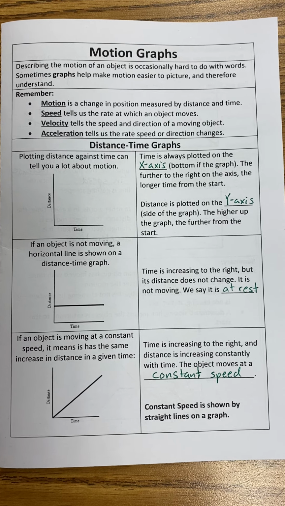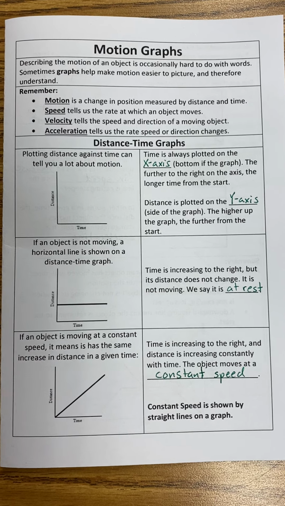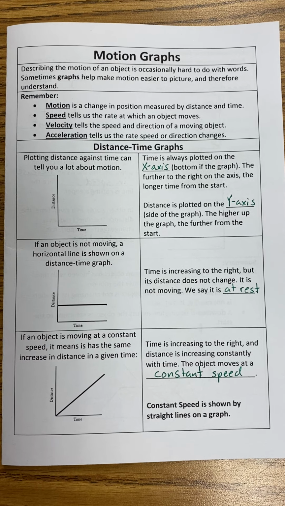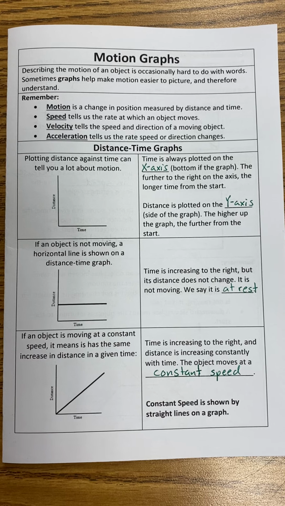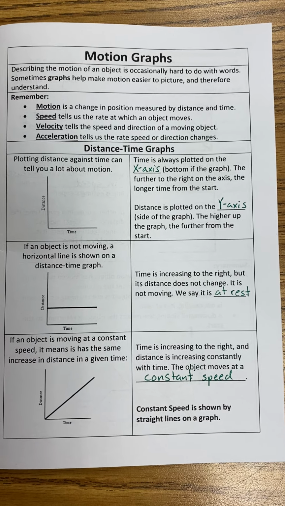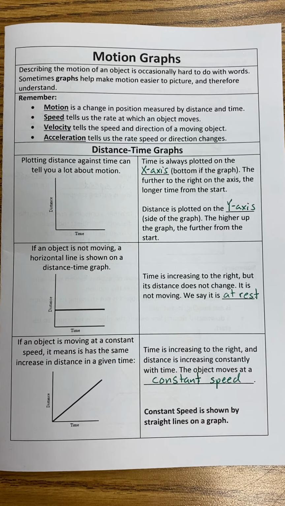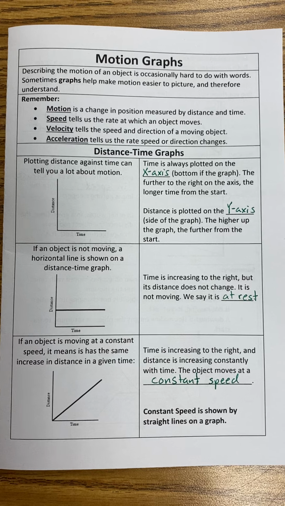Speed tells us the rate at which an object moves. Velocity tells the speed and direction of a moving object. And acceleration tells us the rate speed or direction changes. So I've given you some examples of graphs because we're doing this a little bit differently, and I'm holding my phone recording this. I've already filled in the words for you.